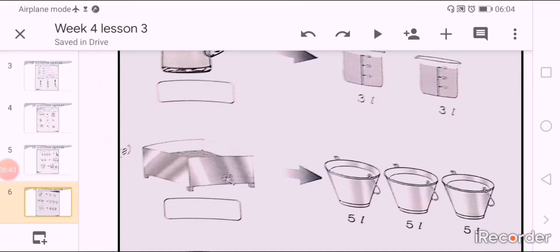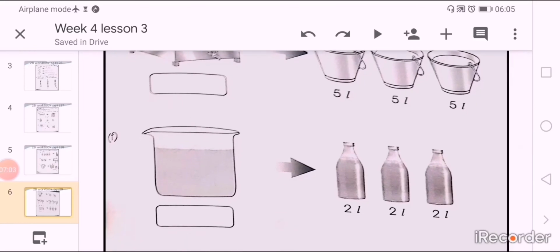E part. There are 3 similar buckets in front of the container, and each bucket is holding 5 liters of water. So add them. The answer is 15 liters. The total volume of water in this container is 15 liters. Write 15L here.